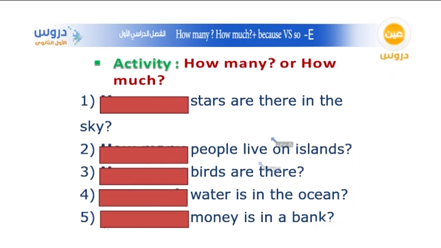Number 3, birds are there. How much or how many? Birds are there. We've got Mr. Ahmed: how many? Good. And also Mr. Saleh the same: how many? Good. What about water is in the ocean?